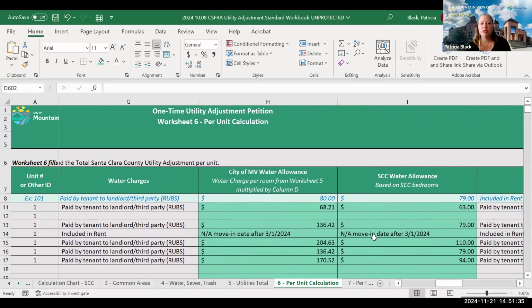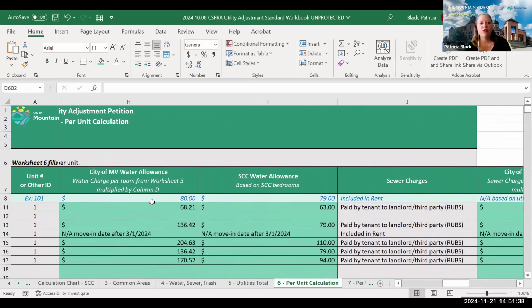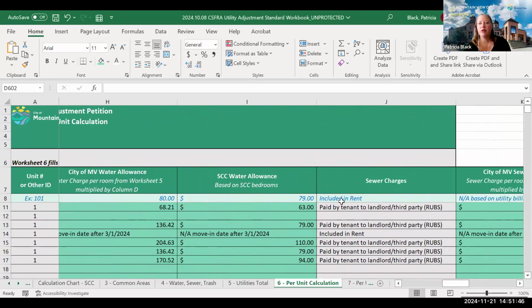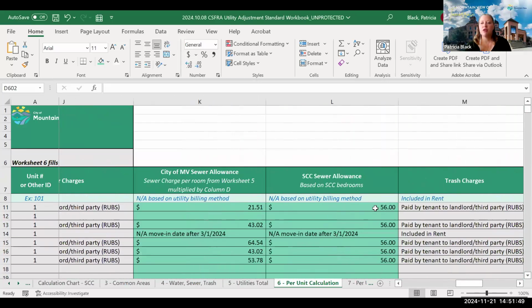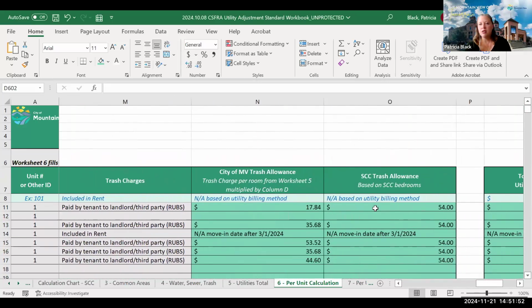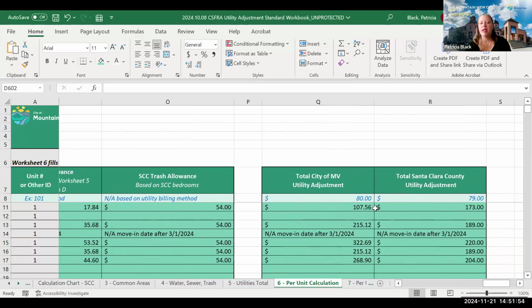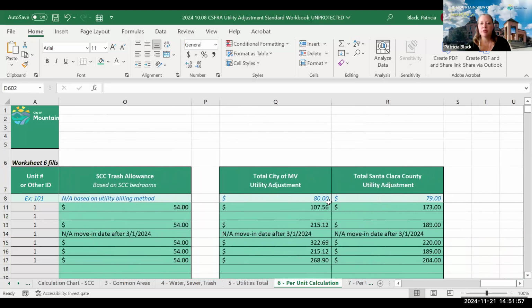And then it's pulling from our utilities total and telling us for this unit what the City of Mountain View water allowance per month is versus the Santa Clara County water allowance per month, okay? And then it's doing that same thing for each utility. It's looking at that information, and then we have a total utility adjustment. So that is water, sewer, and trash all added together. And for the city utility adjustment, and then the county comparator. And it is looking at them and it's saying, okay, the City of Mountain View one is 107, and over here it's 173. So what does that mean?